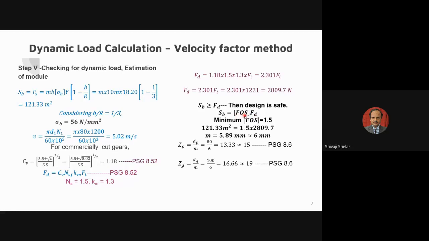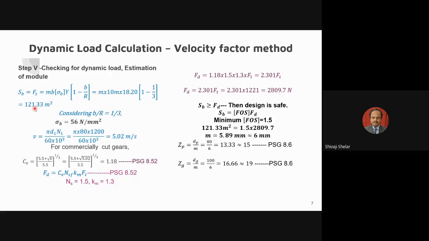So this factor of safety, normally whenever we design, minimum factor of safety is taken as 1.25 to 1.5. Even it can go up to 2.5. So for smaller module calculation, I am selecting this as 1.5. So if I put this value here 1.5, FD value from this relation and SB value from this relation here.